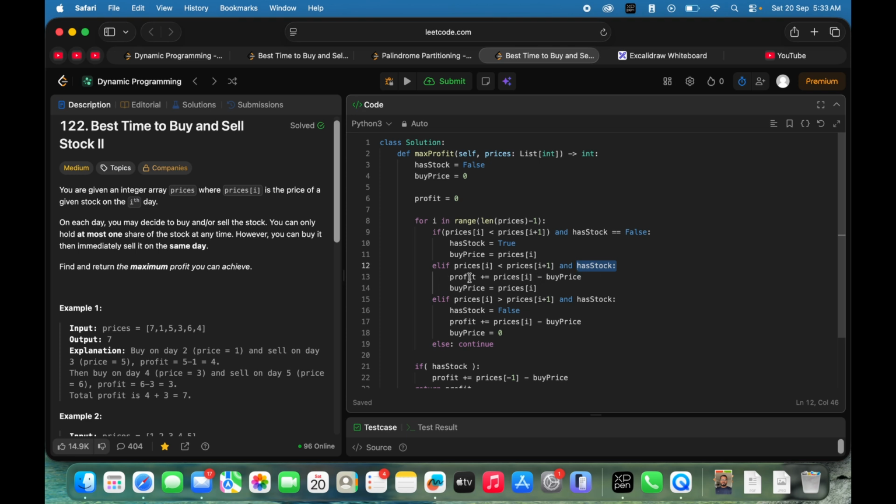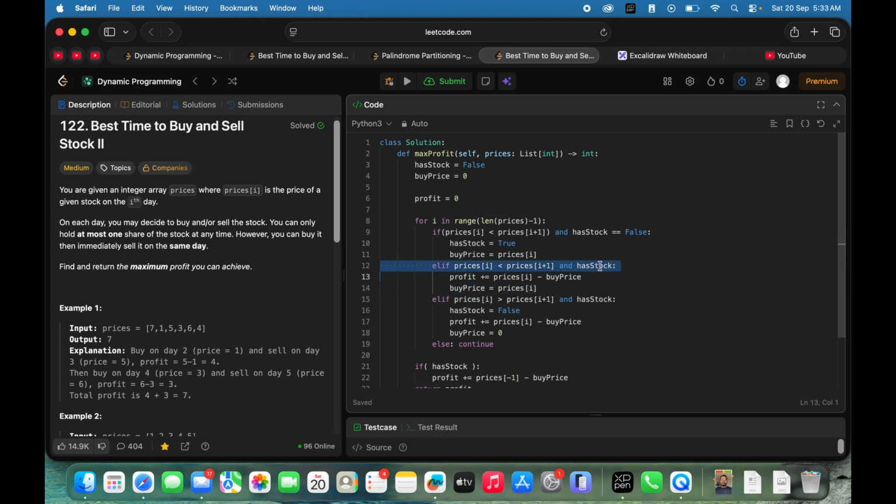Well, what we can do is we can sell it. We can sell it on the current day, and we can add the profit to the profit variable, that is the current day's price minus the price that we bought the stock on. Okay, and then we can again buy the stock with the new buy price of the current day's price, right?